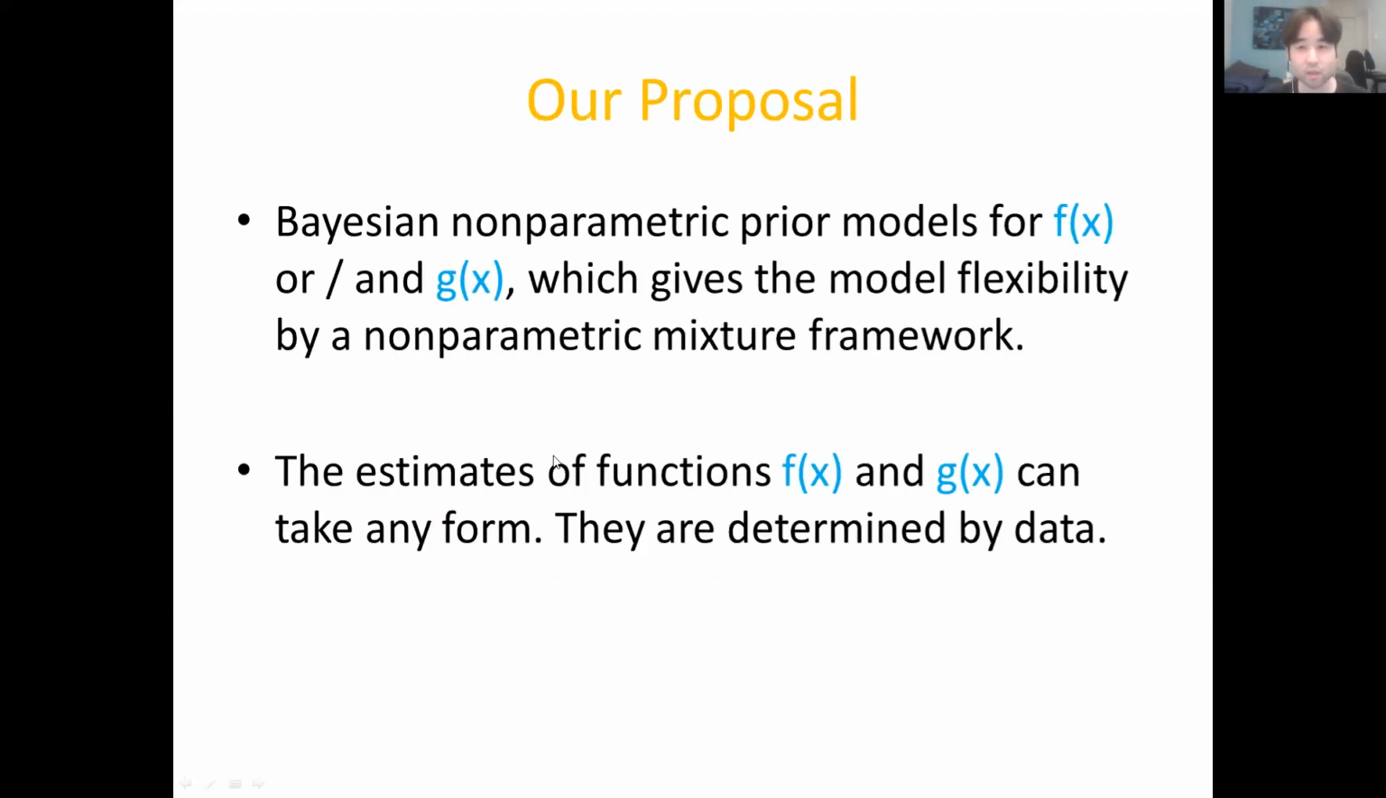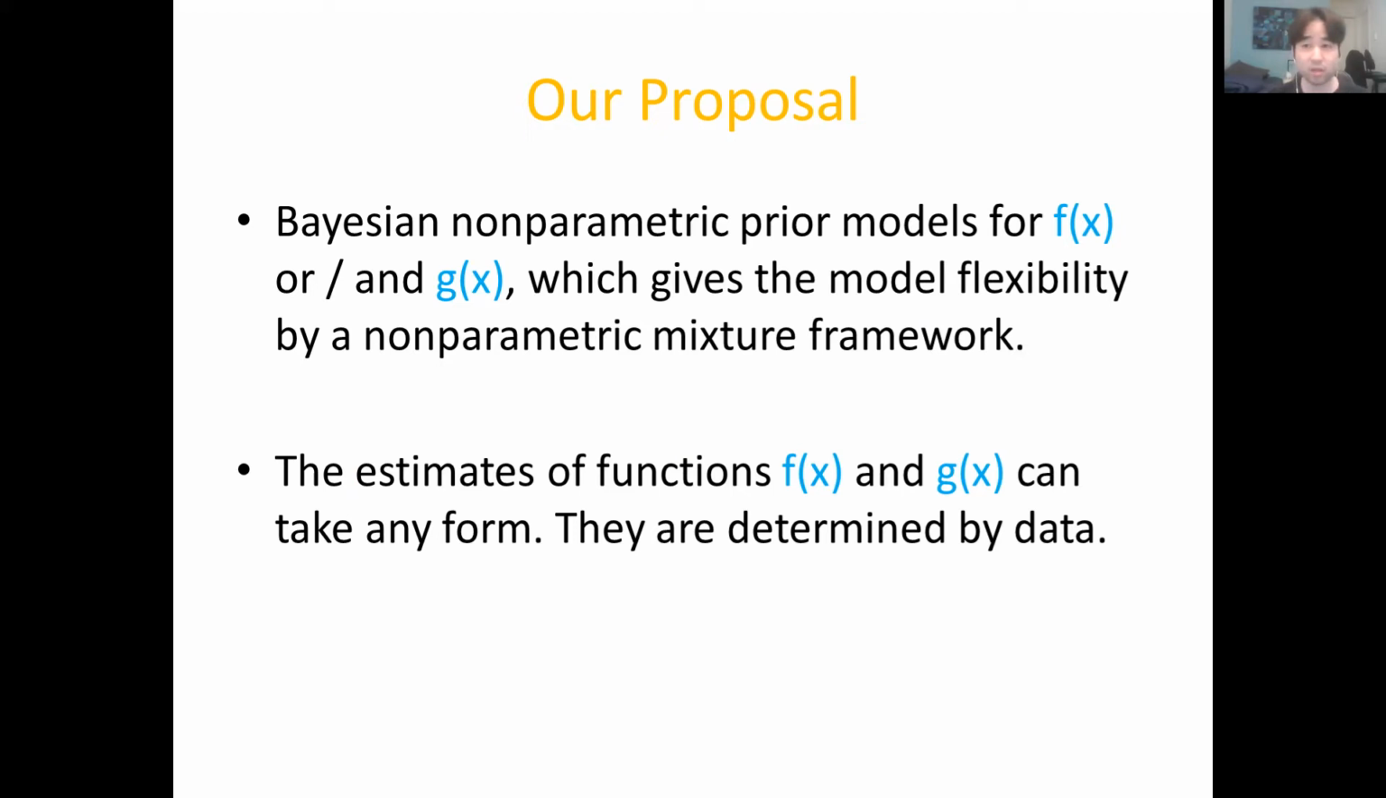To tackle this issue, we developed another statistical model which gives flexibility to these two target functions, f of x and g of x. And this is really great because we don't have to care about the functional form of these two target functions anymore. All we need to do is fit this model to the data set, and it's going to give us estimated functions. The functional forms are automatically determined by the data.